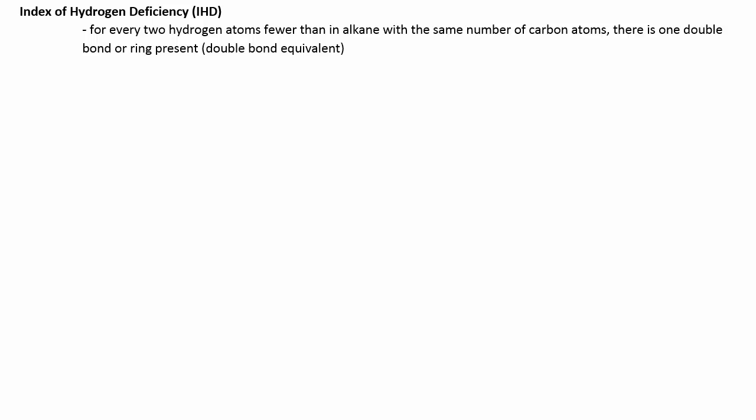A very useful piece of the puzzle in determining a structural formula for a compound would be being able to determine how many double bond equivalents, or in our case we're going to call it index of hydrogen deficiency, might be present in a molecule. So for every 2 hydrogen atoms fewer than in an alkane with the same number of carbons, there's 1 double bond or ring present. So you can consider my example here, C4H10 versus C4H8.